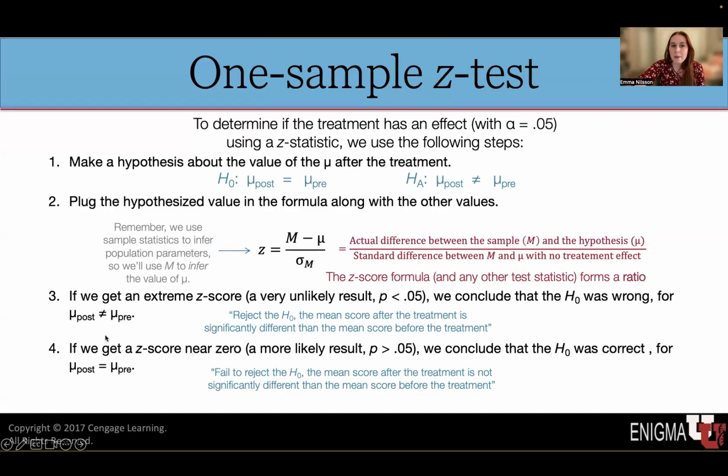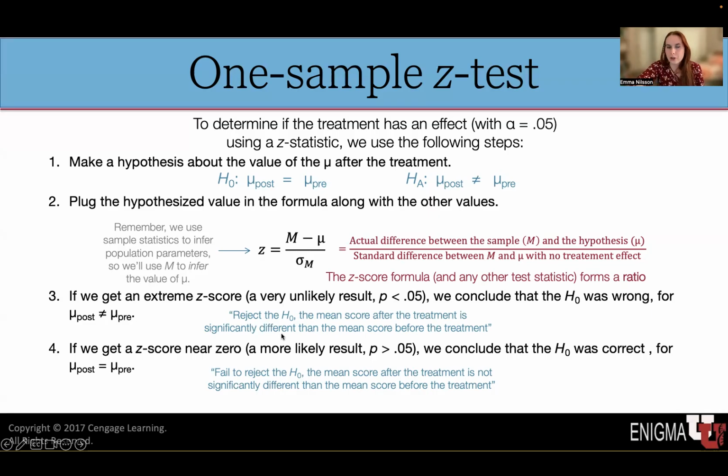And then our last step is if we get an extreme Z score that's in that critical region, we're going to reject the null hypothesis. And if we get a Z score that's near 0 or near our mean, then we're going to conclude that the null hypothesis was correct.